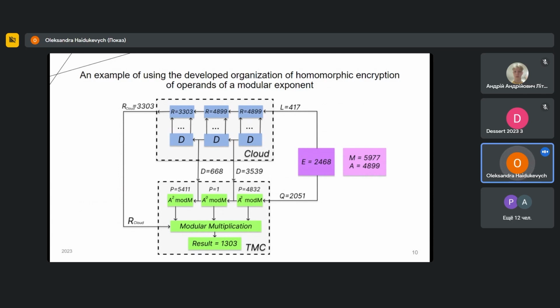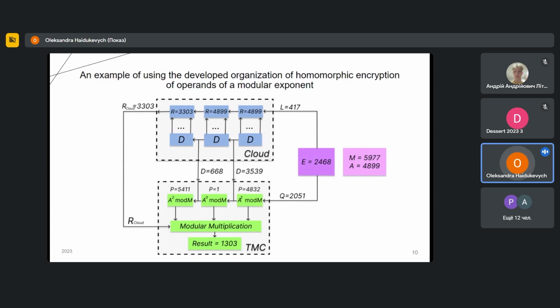The next stage determines the encrypted representation of the square root of the exponent L, which is calculated in the cloud. Next, the values A, L, H, K, and M are sent to the cloud. The L code is then processed in the cloud. The result of R, the values of D1 and D2 are sent to the terminal microcontroller. The value P is calculated on the terminal microcontroller.